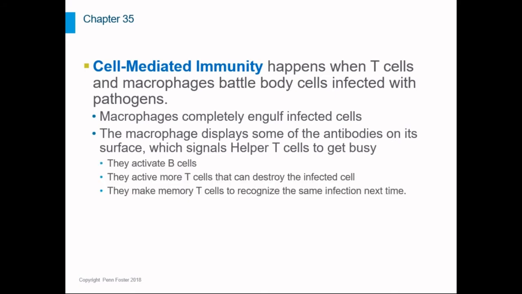The helper T cells activate some more B cells, activate more T cells that can destroy the infected cell, and make memory T cells to recognize the same infection next time. Okay, so both varieties of this immune response are going to create cells that attack and cells whose job is just to remember for next time.